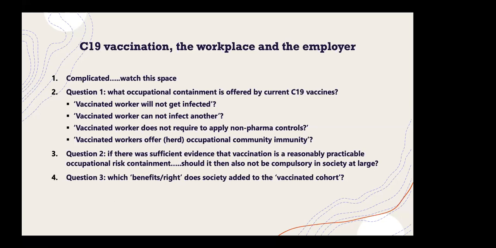Question 2 is, if there was sufficient evidence that vaccination is, let me take you back to Michelle Morgan's word, reasonably practicable, those 4 things. If it was reasonably practicable that we must do it in the occupational setting, why can it then not be compulsory in society at large? And then the last thing is, what's going to happen to the vaccinated cohort? You can see in Europe, you already get a vaccination passport, and certain airlines are talking about you could only fly if you've got a vaccination passport. So these are the questions that remain open for that one.